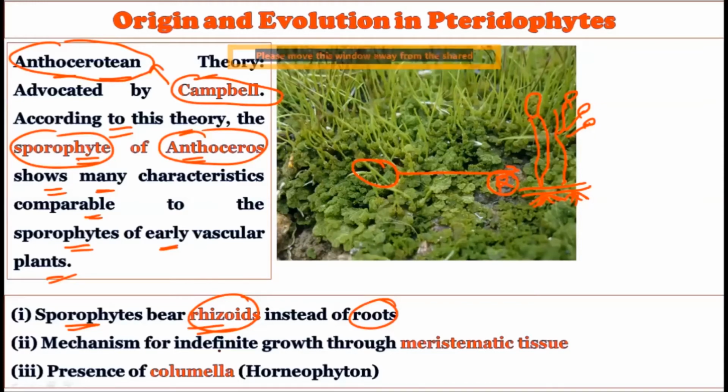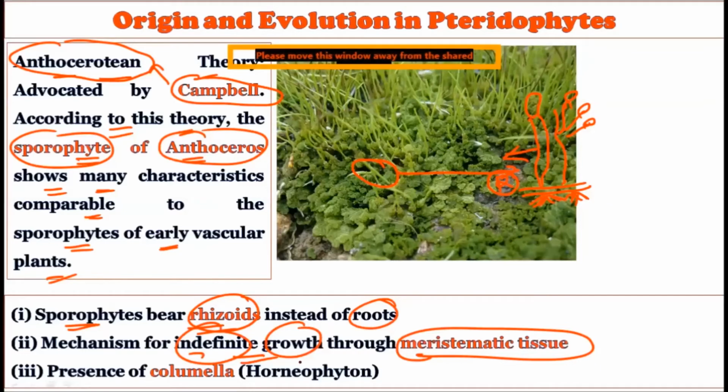Then the mechanism of indefinite growth through the meristematic tissue is present in both, that is, in the Rhynia-like plants and in the sporophyte of Anthoceros. And the presence of columella, that is in Horneophyton and in Anthoceros, makes them very similar on anatomical grounds. Horneophyton, as you already know, we have discussed it, is an extant connecting link between the bryophytes and the pteridophytes. So what are the similar points? The sporophyte bears rhizoids instead of roots, they show indefinite growth through their meristematic tissues, and they show the presence of columella.